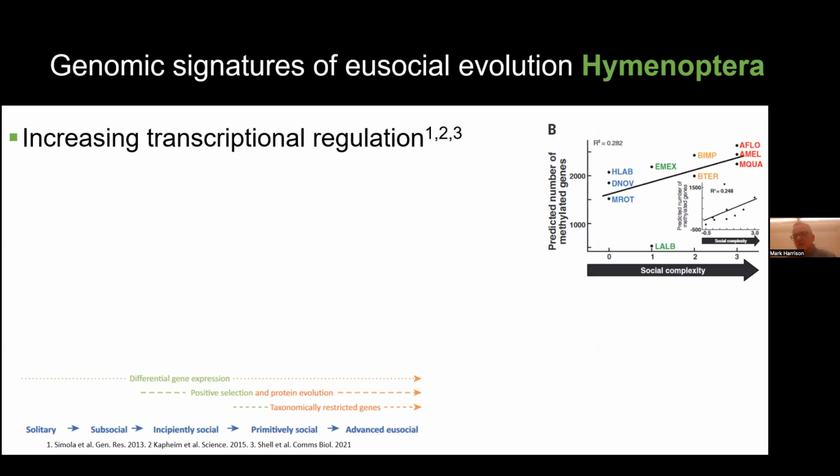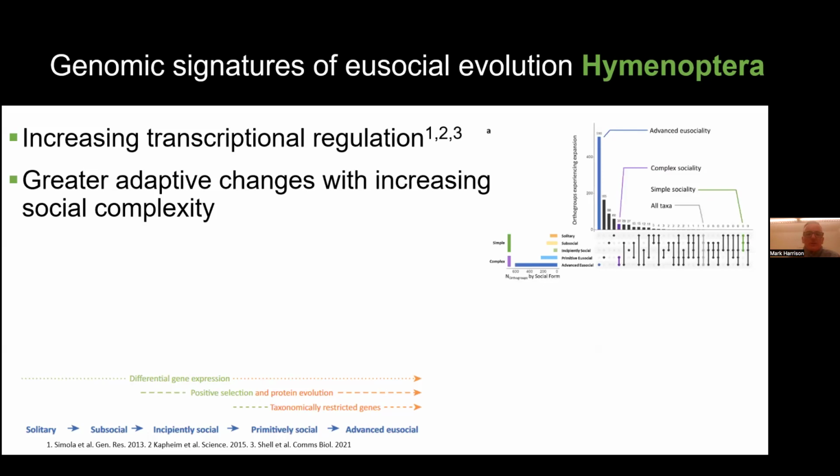Like for instance, in ants, they found a divergence of regulatory elements, transcription factor binding sites, increased numbers of transcription factors. And that all makes sense, right? But there's one study here which also nicely shows that with increasing social complexity, you also see greater adaptive changes. So more genes under positive selection.